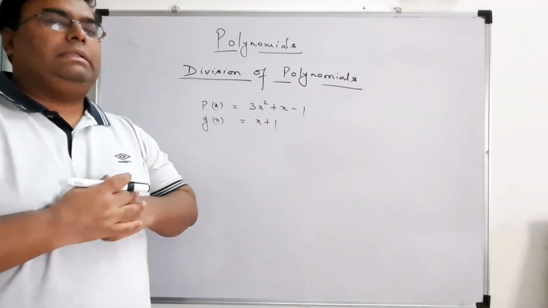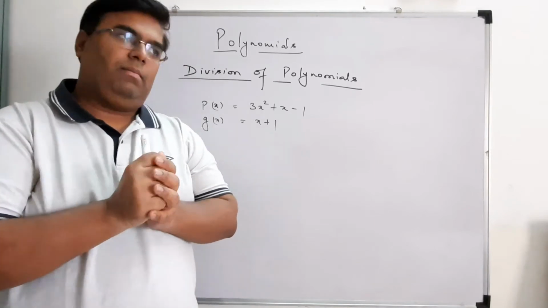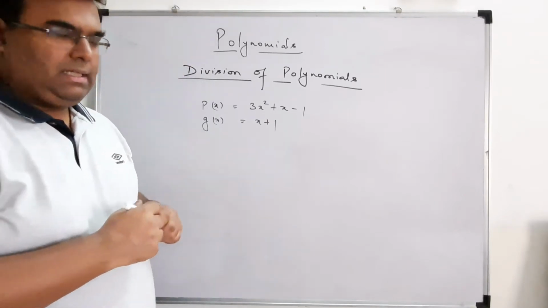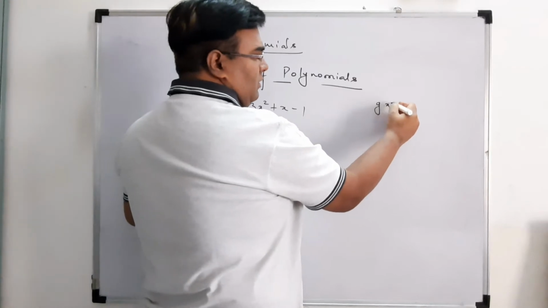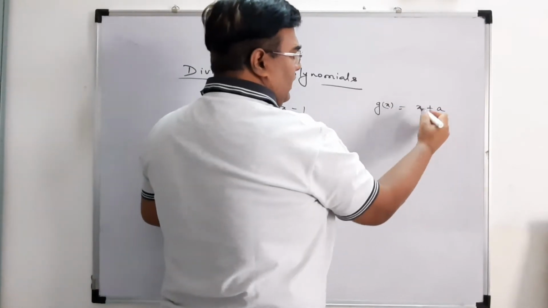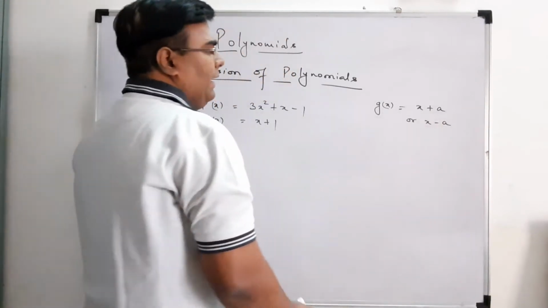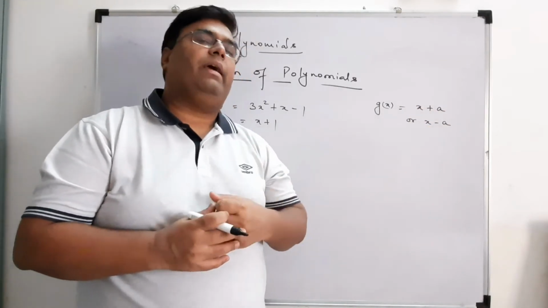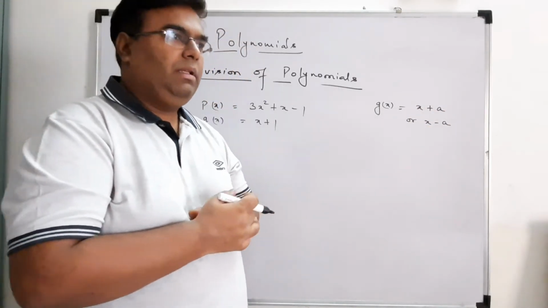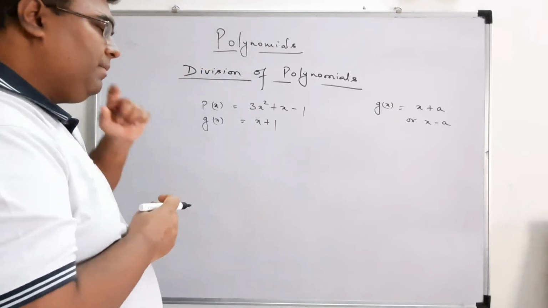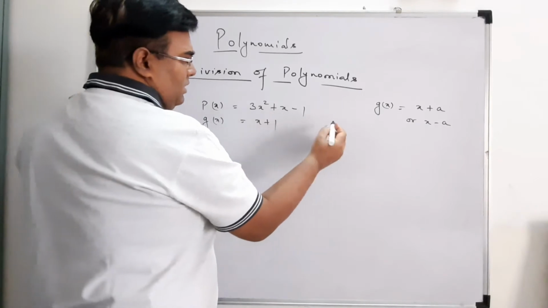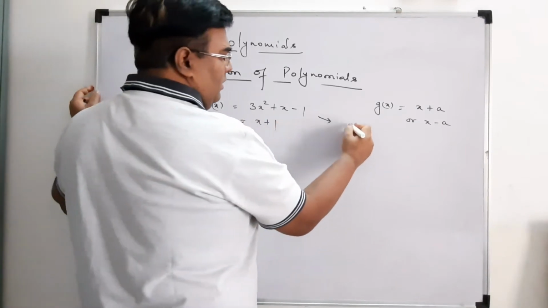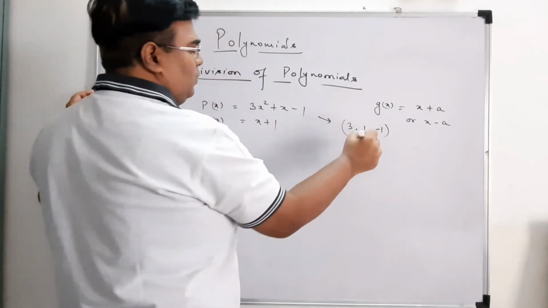Now we will learn about another method which is known as the synthetic method. Synthetic method is applicable only when our g(x) is of the form x plus a or x minus a. If my divisor is in this form, then only we can apply the synthetic method. How to do this? Let us learn about it. First, what is the coefficient form of this p(x)? Coefficient form of this p(x) will be 3, 1 and then minus 1.